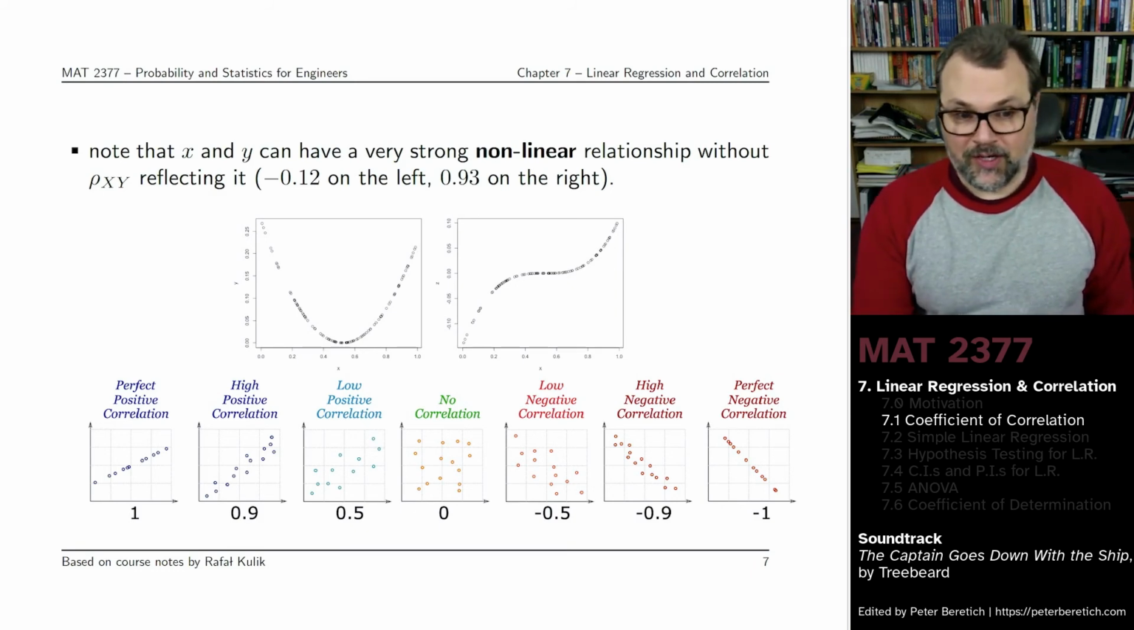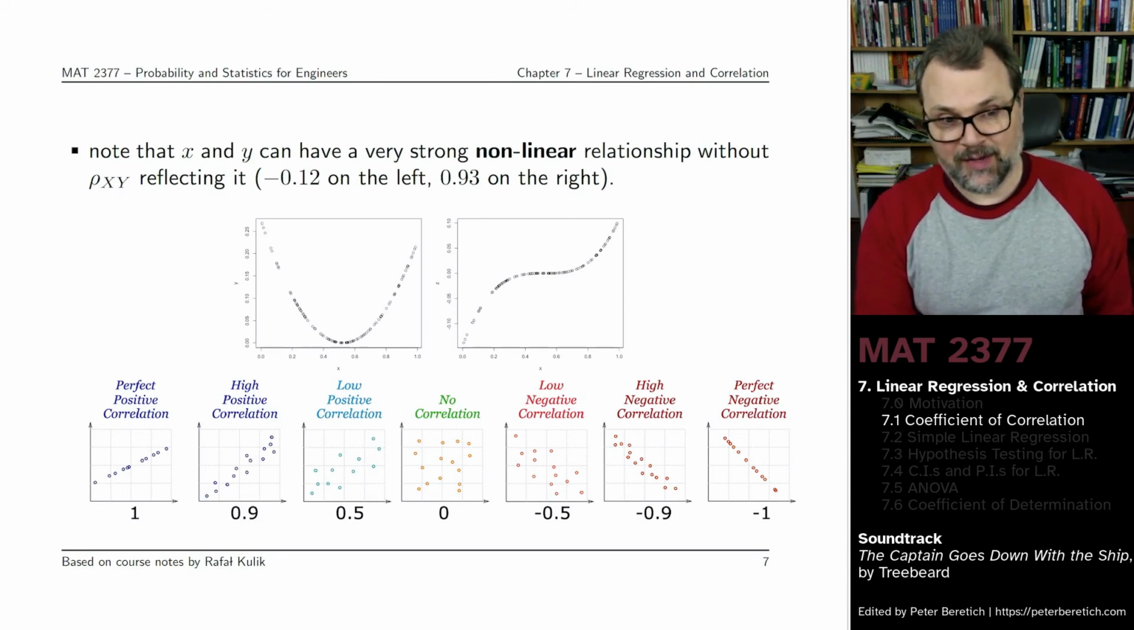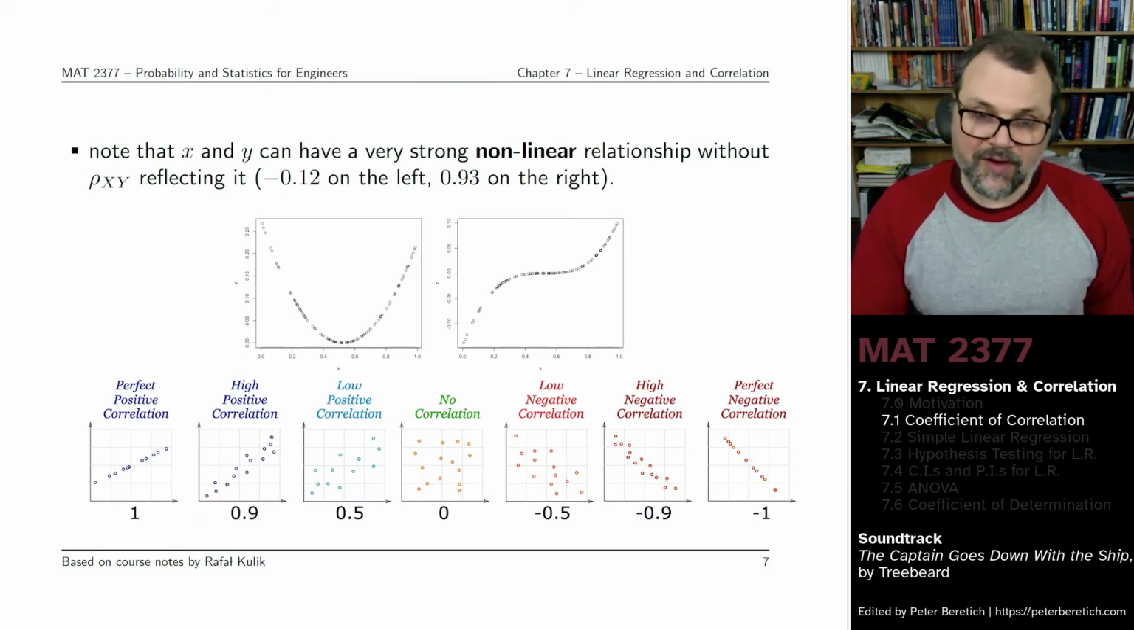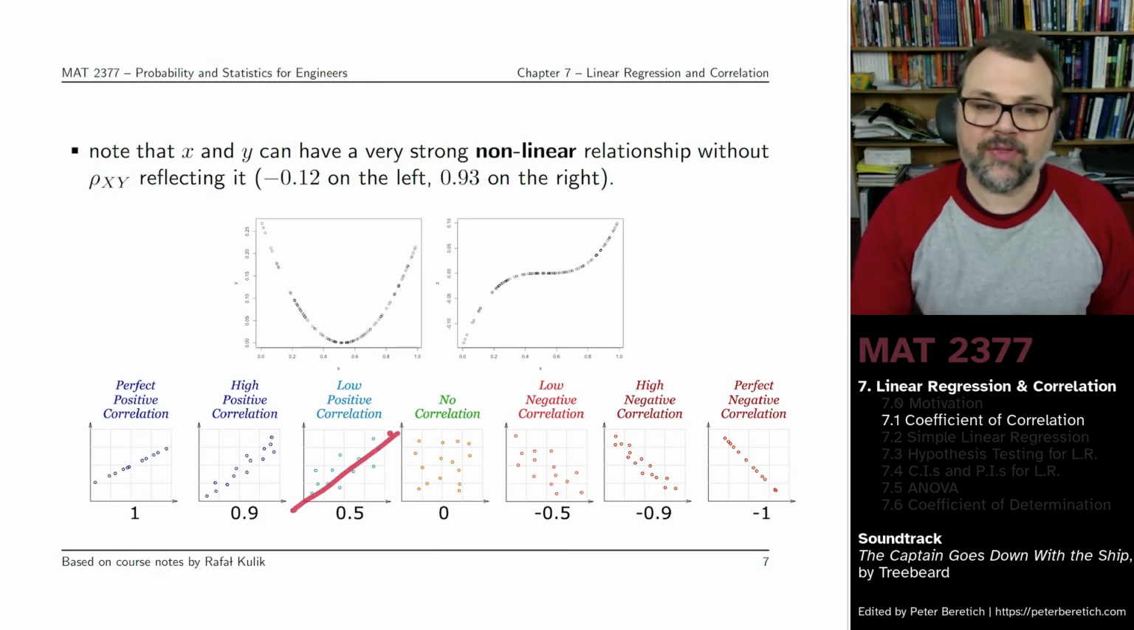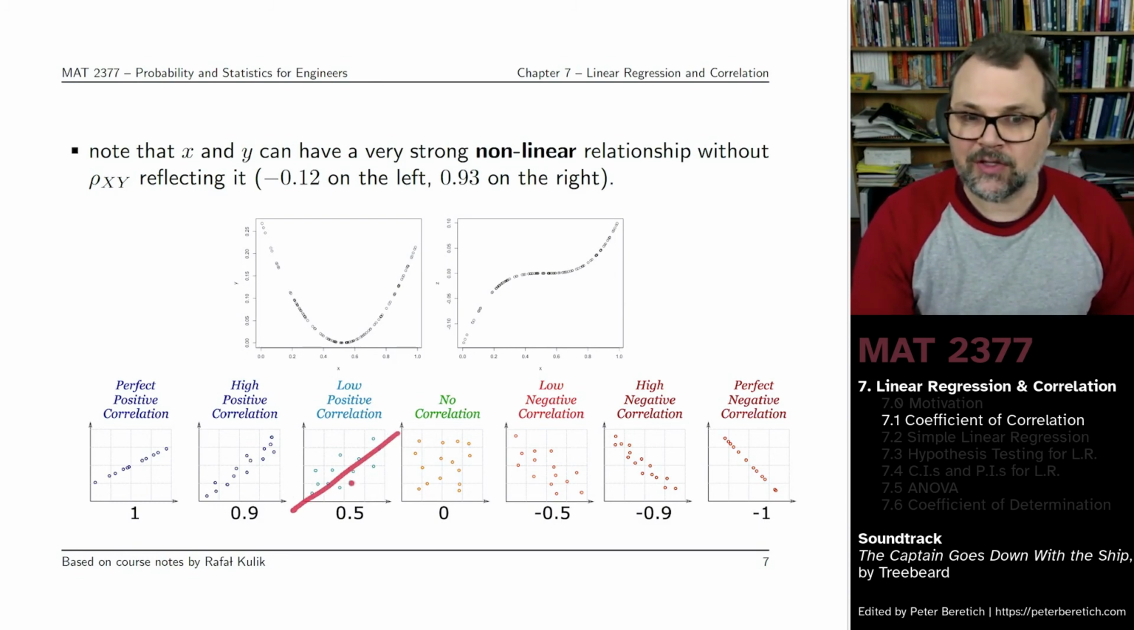So the values range from 1 to -1. A 1 means that you have a perfect positive correlation. They all lie on a line with a positive slope. At 0.9, you would see some noise, some variation, but all in all, it looks as though there is a positive line trend. At 0.5, you still have, roughly speaking, a trend, but there's a lot more noise. It's starting to look like a cloud.